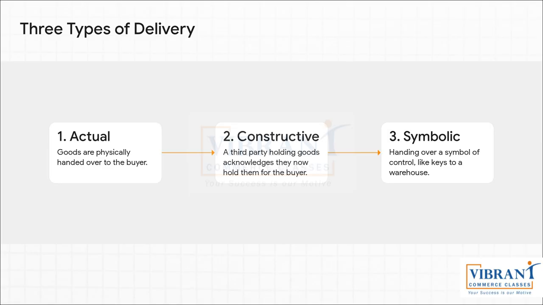Then you have constructive delivery. This is a bit more abstract. It's when a third party, say a warehouse keeper who's holding the goods, acknowledges that they're now holding them for the buyer. No goods physically move, but possession has legally changed hands. And finally, symbolic delivery. Think of this as handing over the control of the goods. A classic exam question is handing over the keys to a car or a warehouse. The key represents the goods.